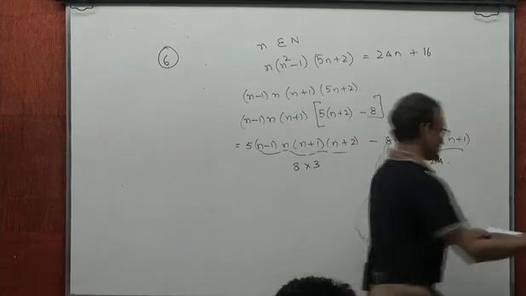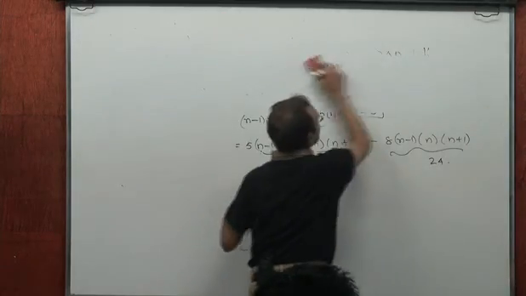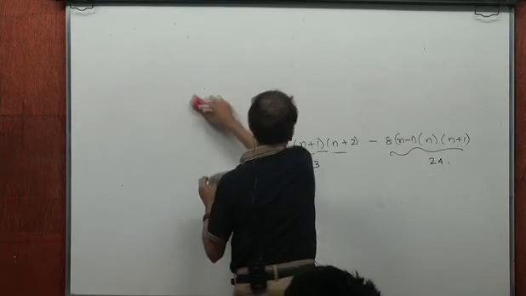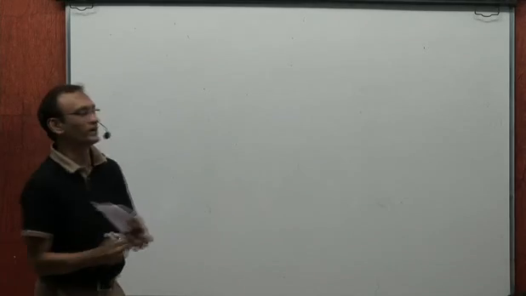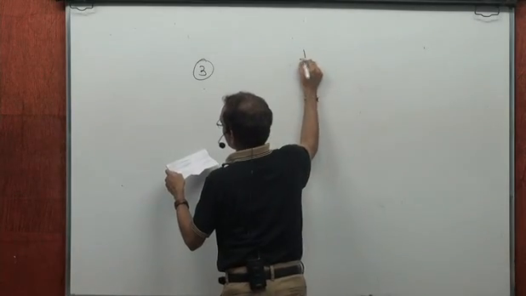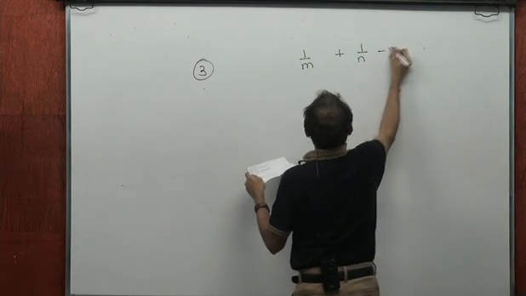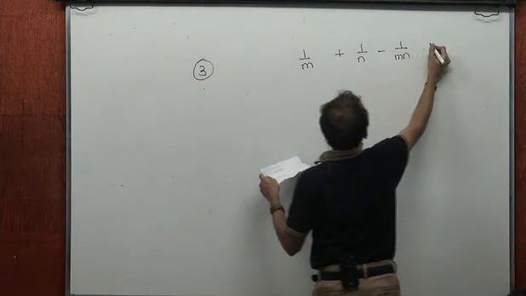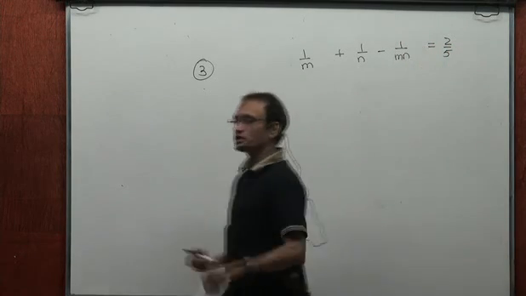Clear now? Let me look at the third factorization, the third inequality thing, which this time is a combination of factorizing and inequalities. So the third part: m and n are distinct natural numbers, and 1 by m plus 1 by n minus 1 by mn is 2 by 5. m and n are distinct natural numbers.